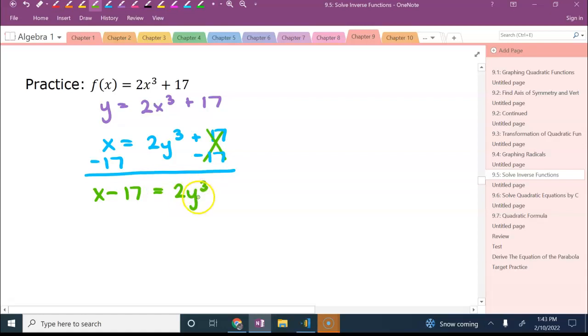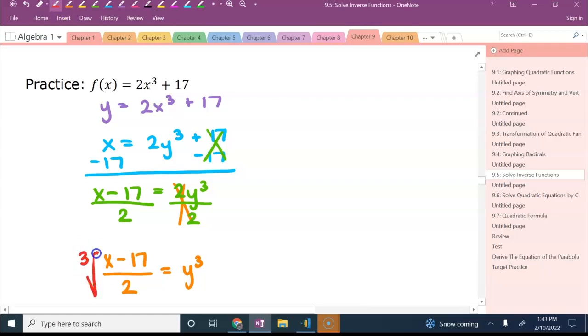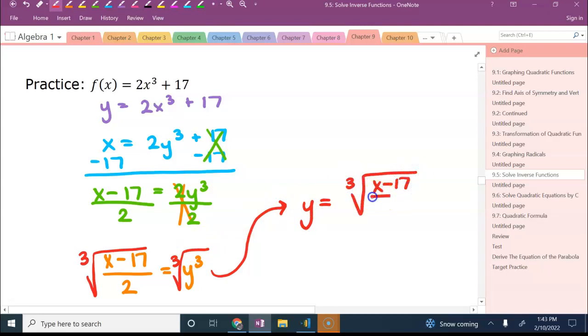I want to get rid of the 2 here, so I'm going to divide both sides by 2, and you could write it like this, a big fraction, or you could do your split fraction like we did on the first couple of examples. So I have x minus 17 over 2 is equal to y to the third, and the last thing that I'm going to need to do here is cube root both sides. So I have y, and then I have this big cube root of x minus 17 all over 2. And that's your inverse.